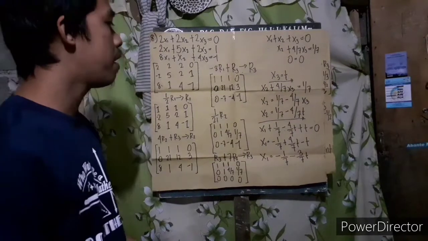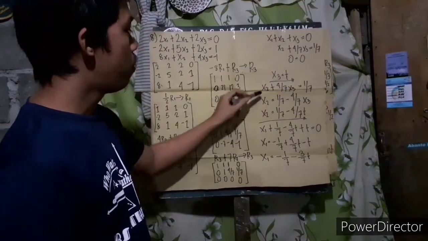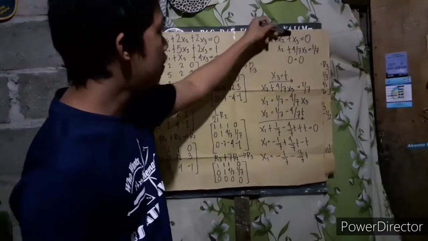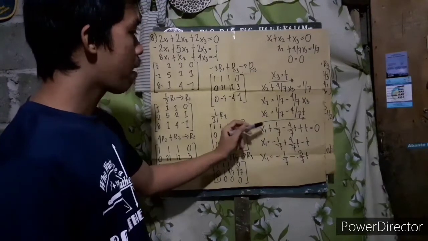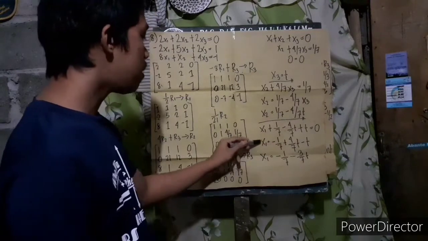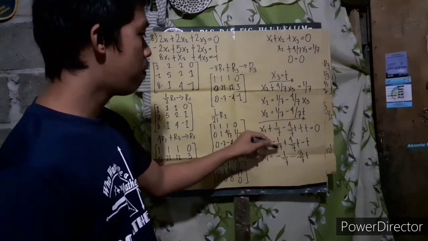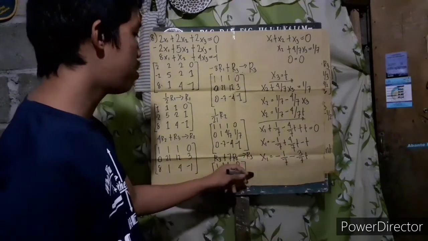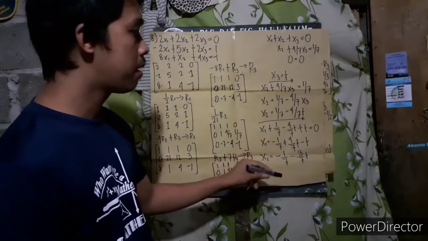So next we need to find our x sub 1. So here we use this equation. We need to substitute our x sub 2 and x sub 3 here. So we have x sub 1 plus 1 over 7 minus 4 over 7 t plus t equals 0. So transpose again. We have x sub 1 equals negative 1 over 7 plus 4 over 7 t minus t. So we have a final answer for our x sub 1, which is negative 1 over 7 minus 3 over 7 t.